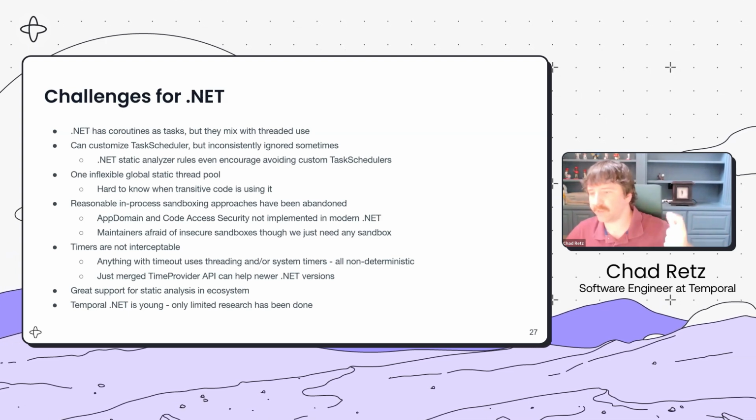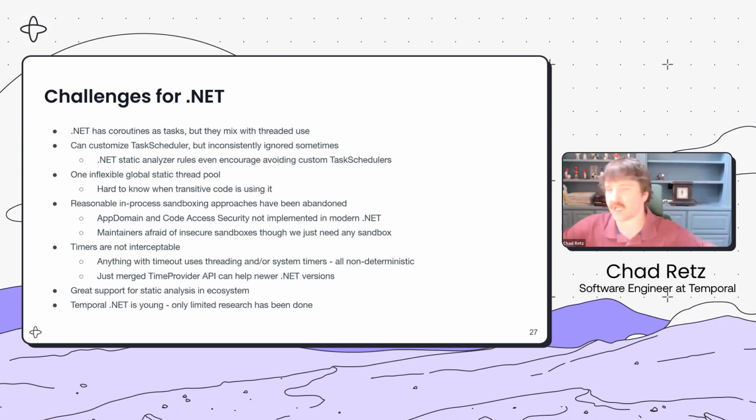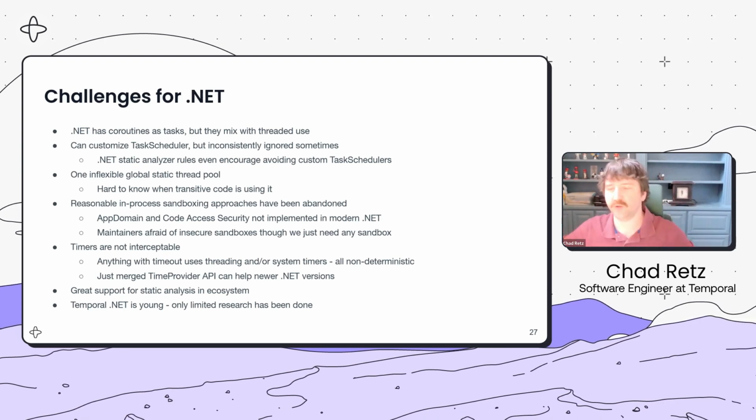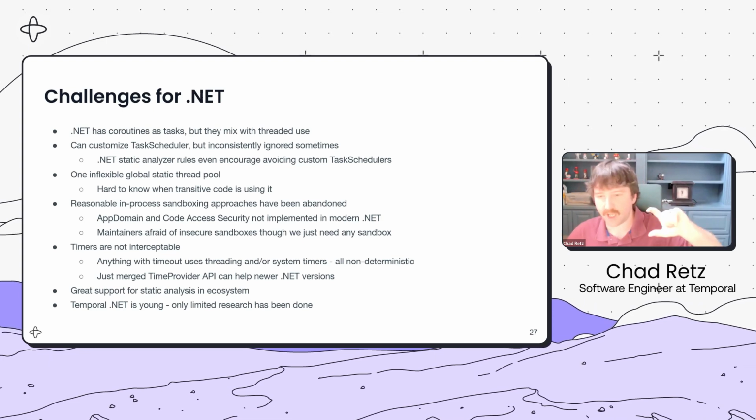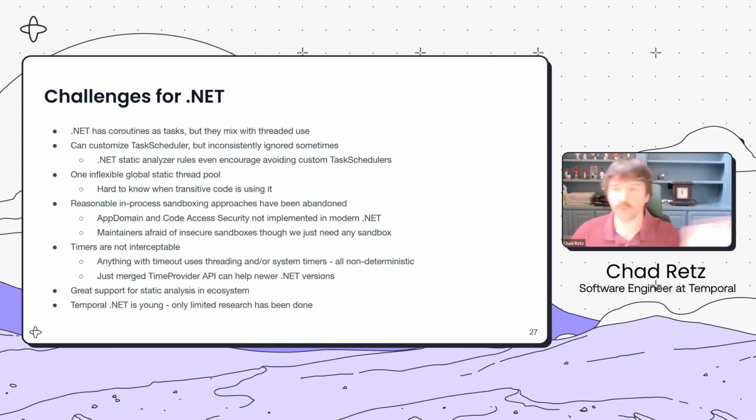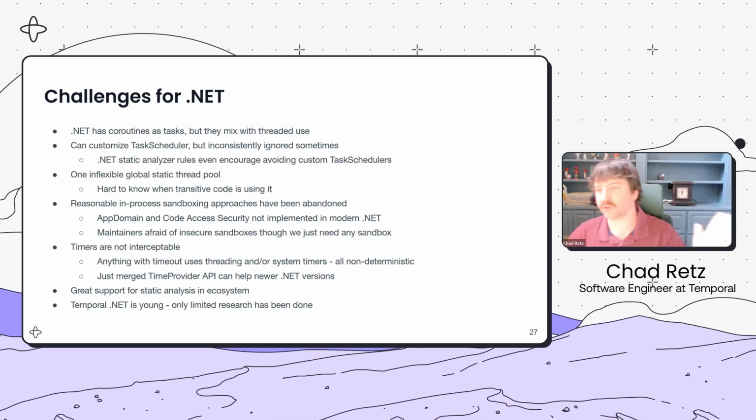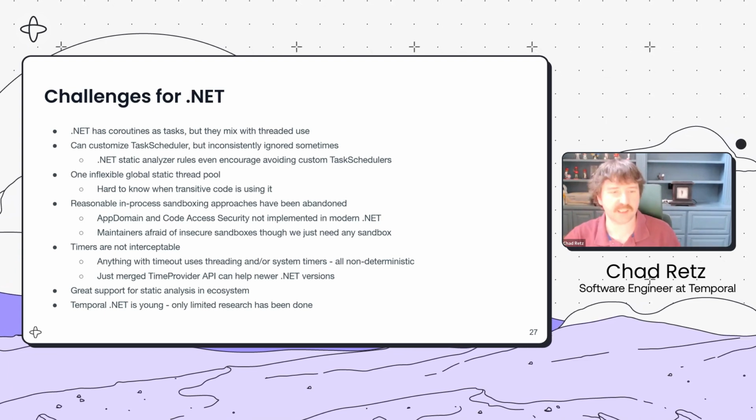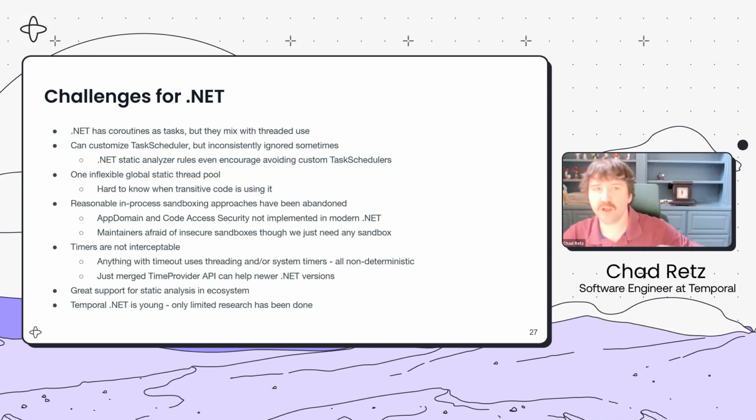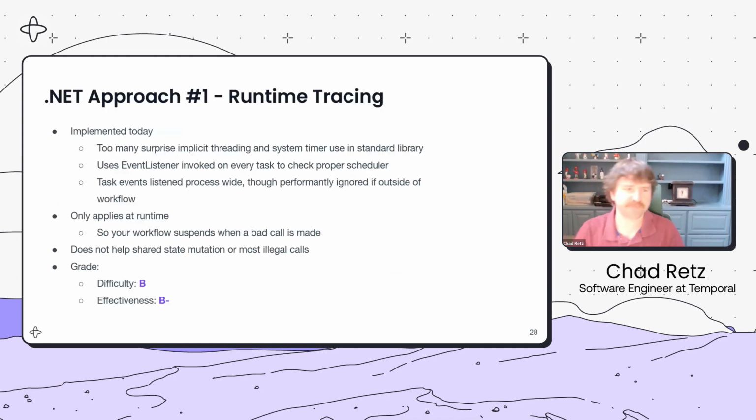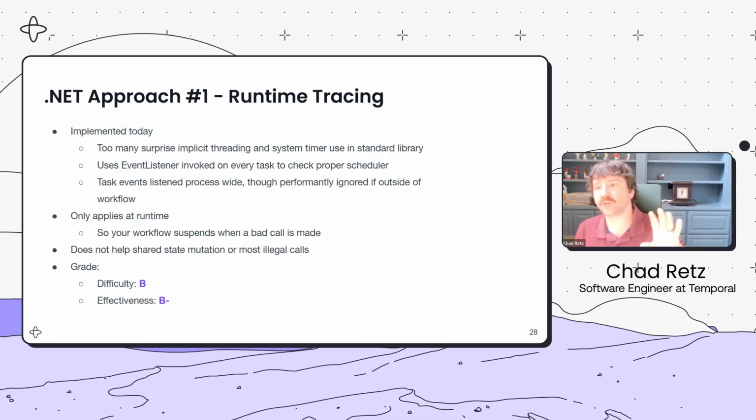And their timer implementation uses the system timer, doesn't allow you to intercept it. So if you did a sleep, you can't intercept that. They have just merged an API that will make that easier, but we support some really old versions of .NET, so only newer versions get that done. And just one note, .NET is really young, it's still in alpha, so some of these things are still being researched. So the first approach is runtime tracing.